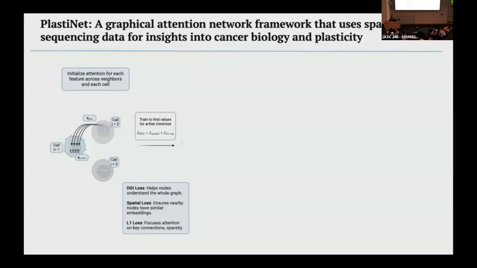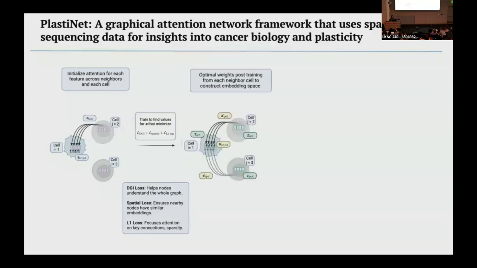The second one is a spatial loss term, which ensures that cells that are physically closer to each other have more similar embeddings than cells that are super, super far apart. And an L1 loss term, which encourages sparsity in the attention weights, so the model focuses on the most important genes. Once the loss has converged, the attention weights are considered optimal, and the model combines the gene expression data from each cell with the attention weights, creating a final embedding space denoted as Z. The embedding space represents each cell in a way that captures its gene expression, its relationships to neighbors, and its relationship to the graph as a whole.